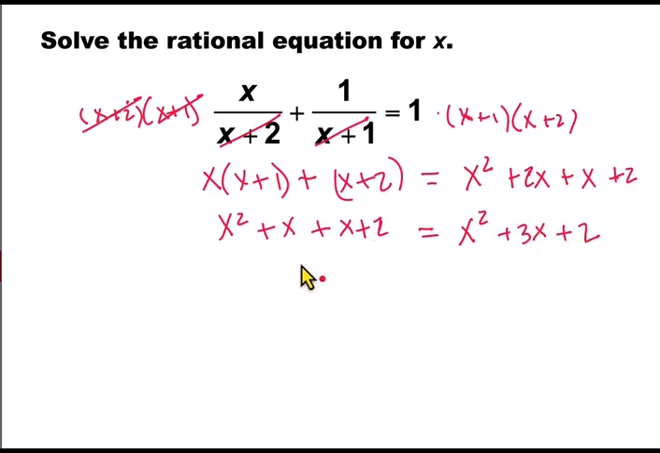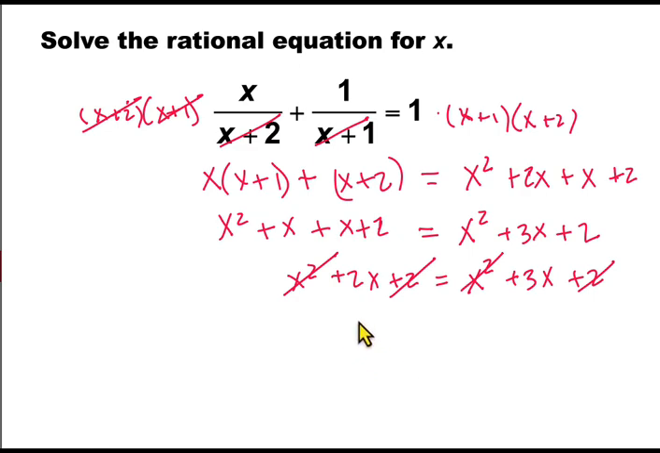And then combining terms on this side, we get x squared plus 2x plus 2 equals x squared plus 3x plus 2. When you have identical terms on opposite sides of the equation, you can just cancel them out. So the x squared terms drop, and then notice that the 2 is on each side, so we can cancel out the 2's, and what we're left with is 2x equals 3x.